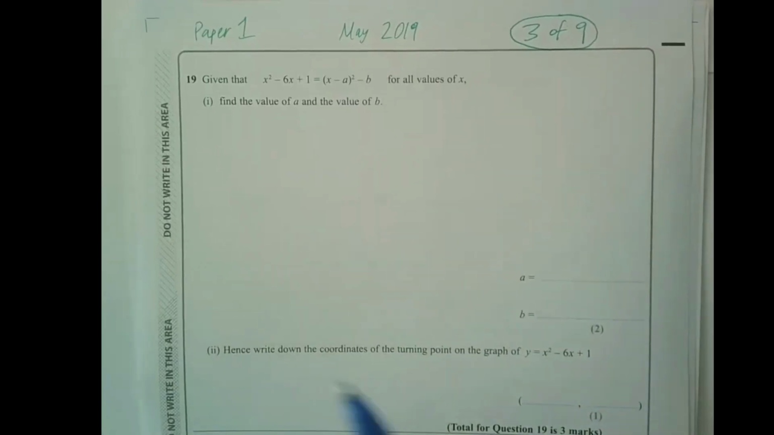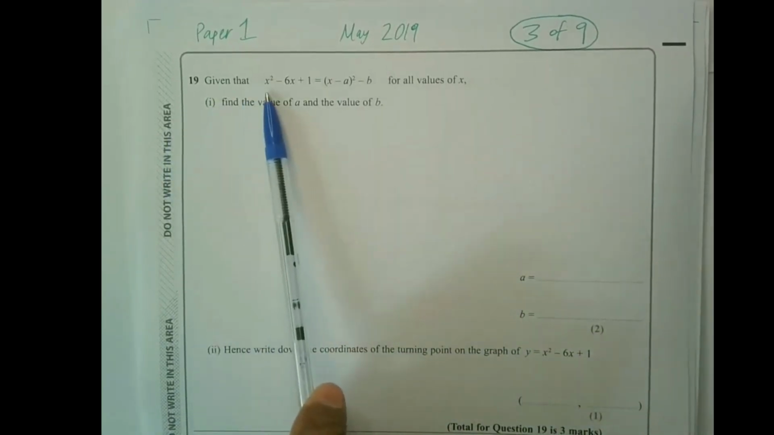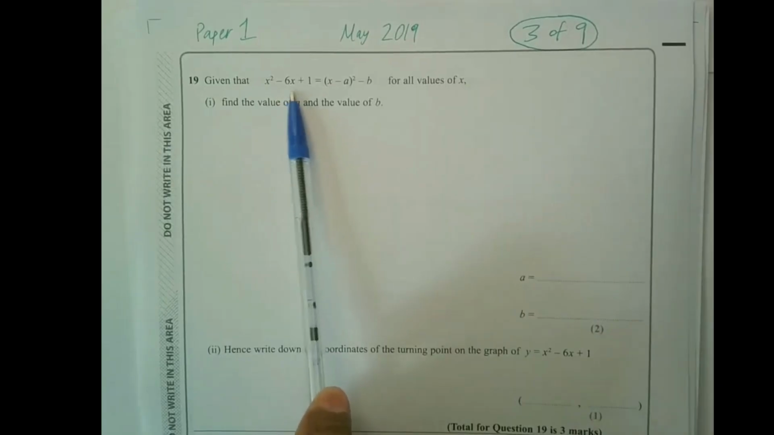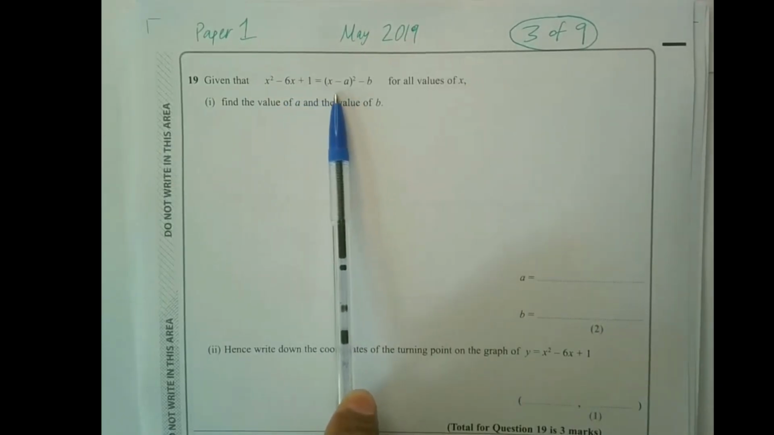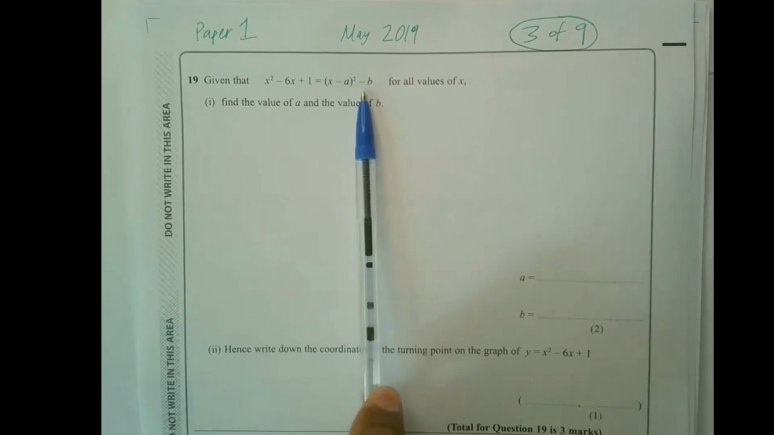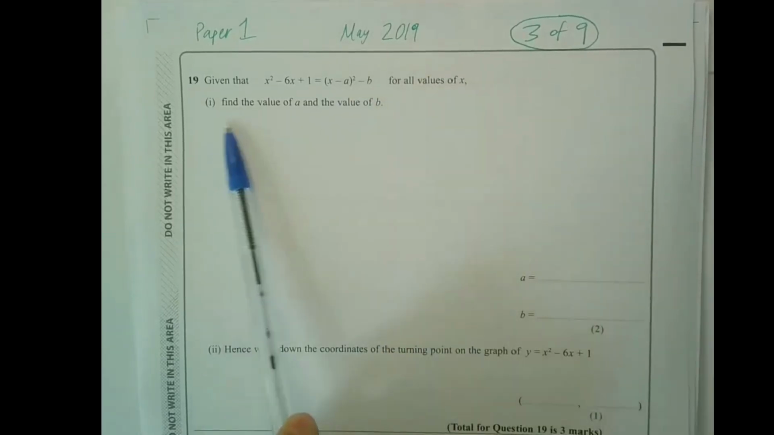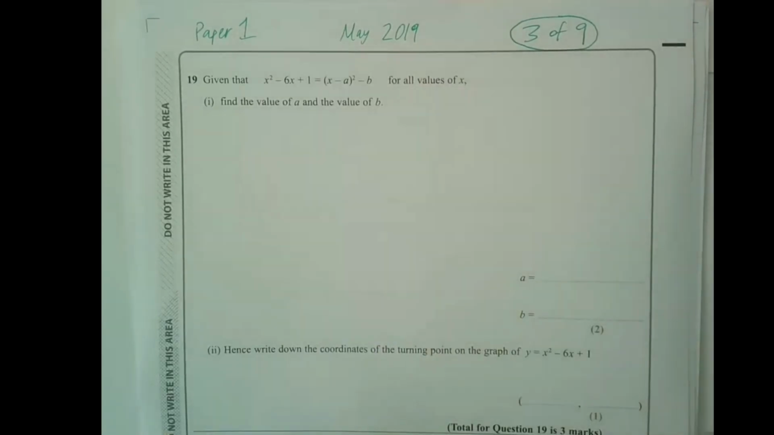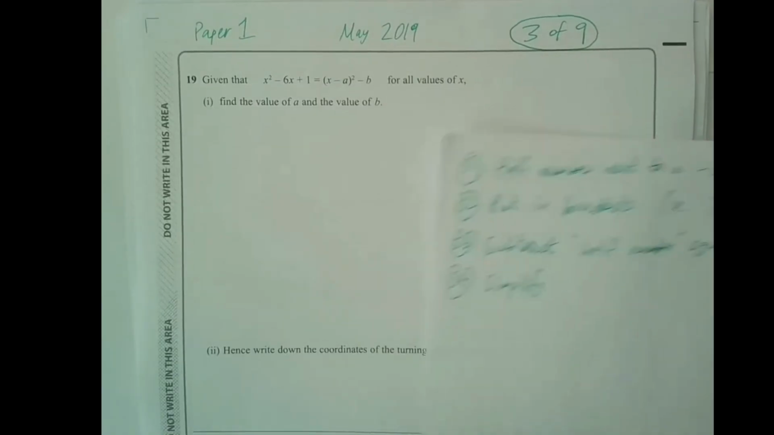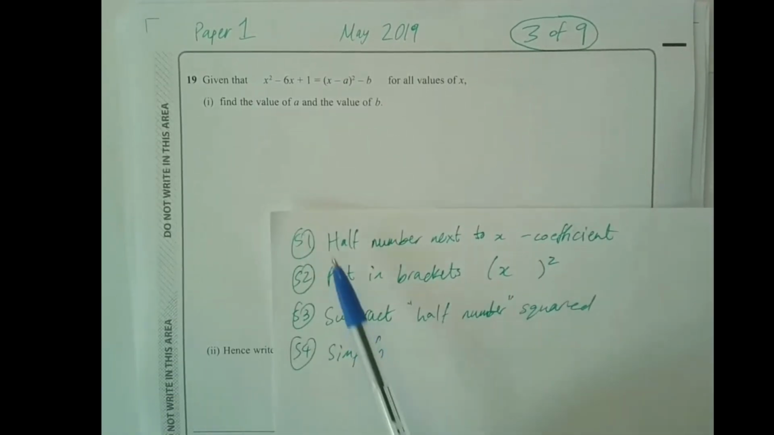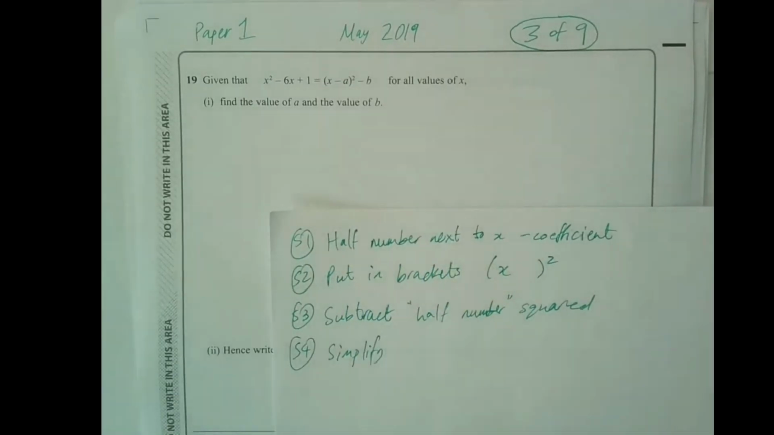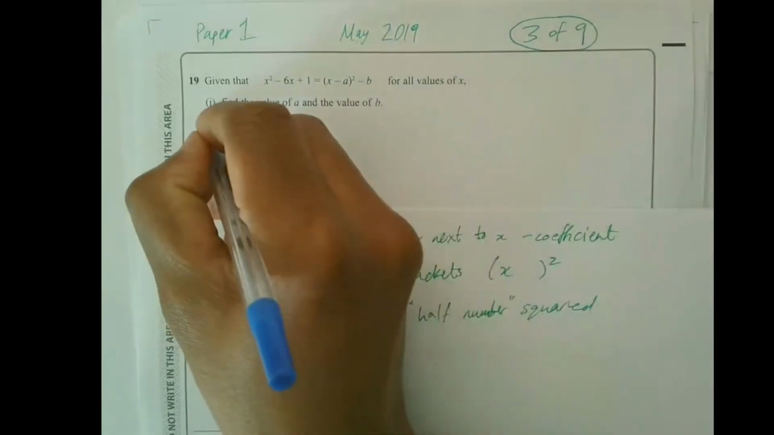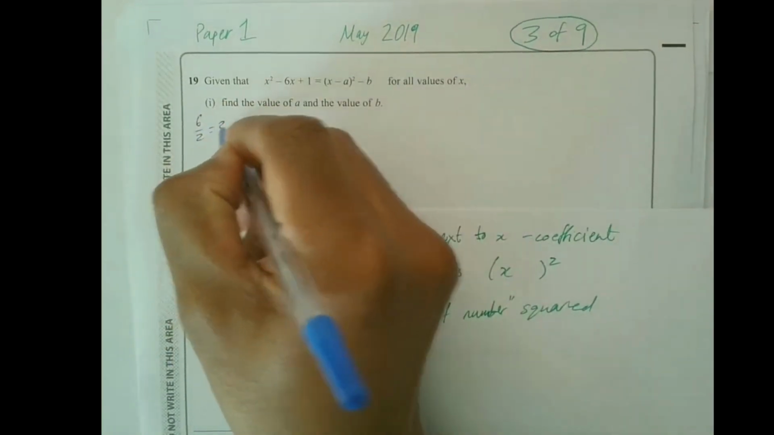Okay, so this question says, given that x squared take away 6x plus 1 equals x take away a all squared take away b for all values of x, find the value of a and the value of b. So again, this is another routine question. We just have to complete the square here. If I get my steps out again, I halve the number next to x, so it's 6 again. 6 divided by 2 gives me 3.